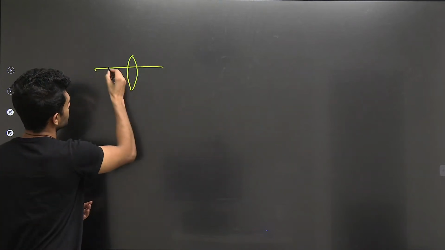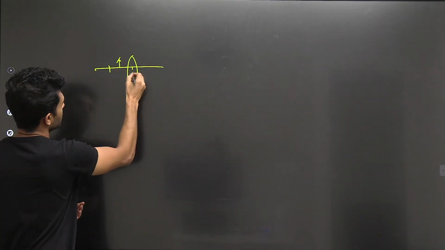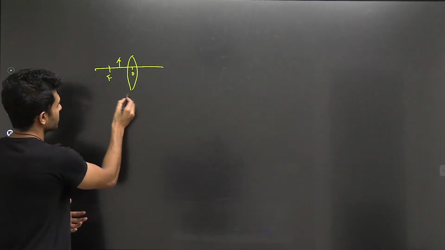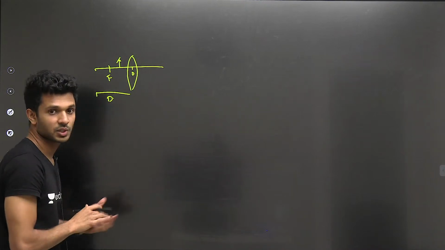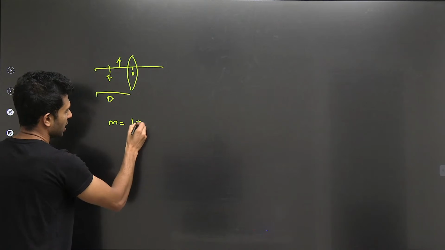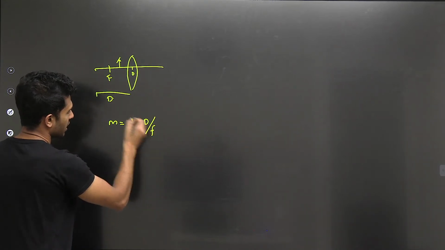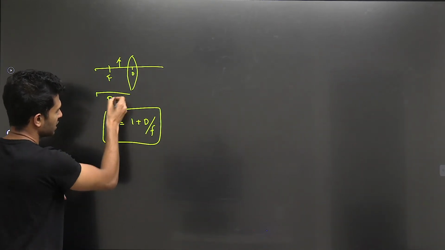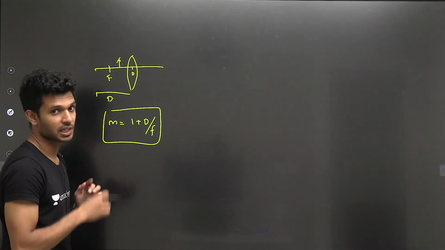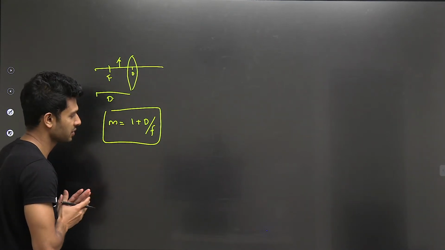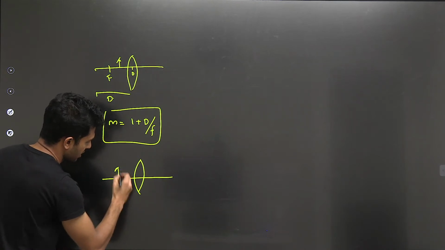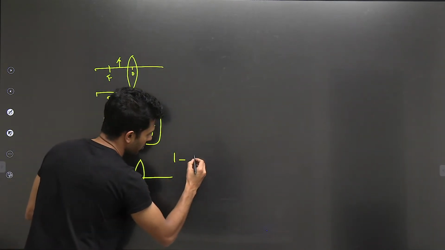Where did we keep the object? We have to keep the object between the optic center and the focus, right? And if you are getting an image at the least distance of distinct vision, which means at D, what was the formula for magnification? 1 plus D by the focal length of the lens. Okay, this was the first case where the image is formed at the least distance of distinct vision. Does everyone remember? I'm just revising the topics we have covered. Then for the convex lens, where is the image formed? It is formed at infinity.